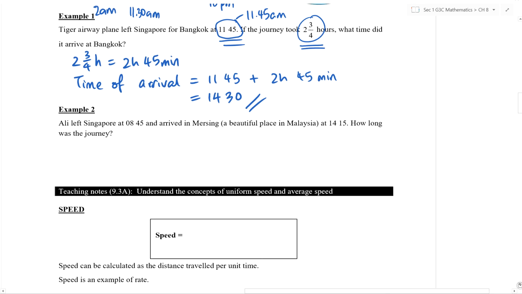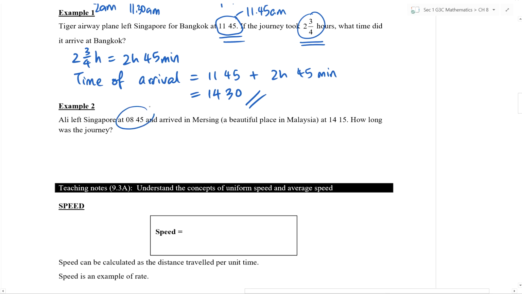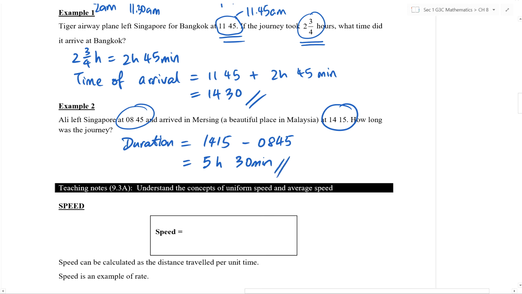Example 2, Ali left Singapore at 8:45 AM. He arrived at this place in Malaysia at 2:15 PM. How long was the journey? So duration, we can use 1415, which is 2:15 straight away minus 8:45 in the morning. You can again draw a timeline if that helps you. So we get 5 hours and 30 minutes for this.